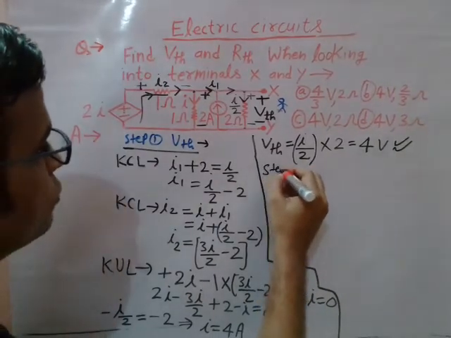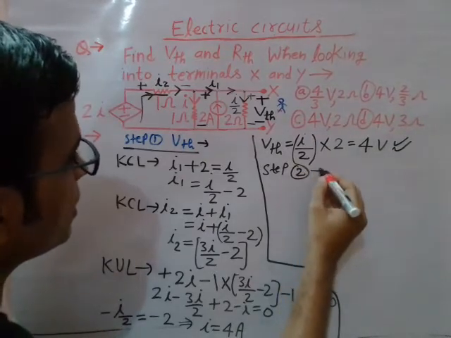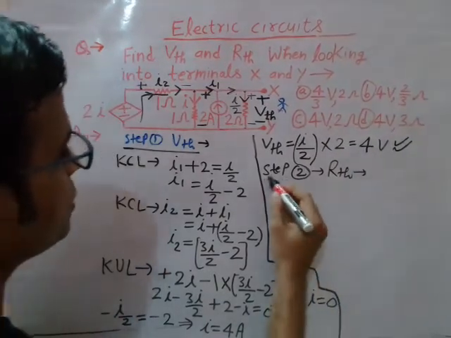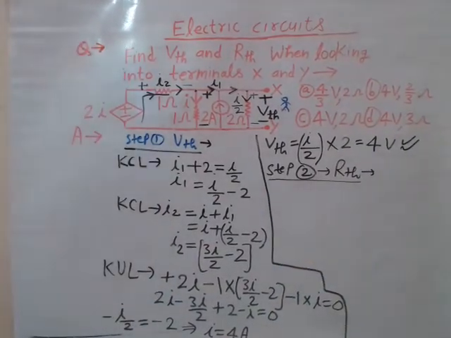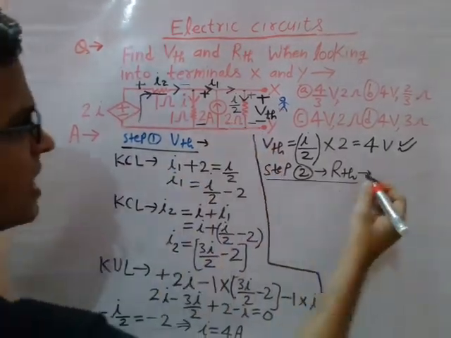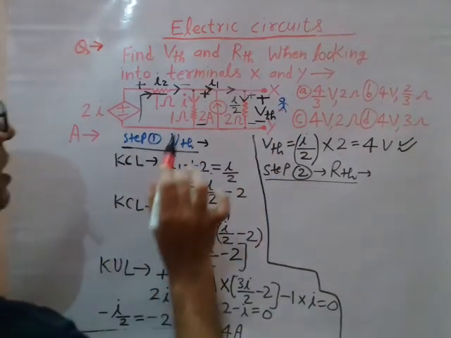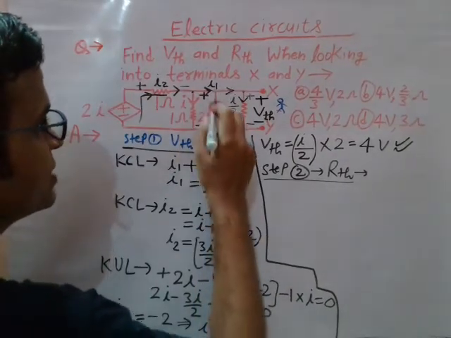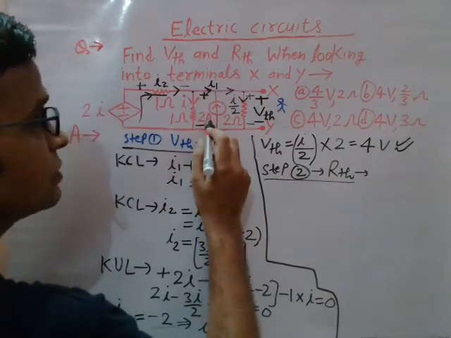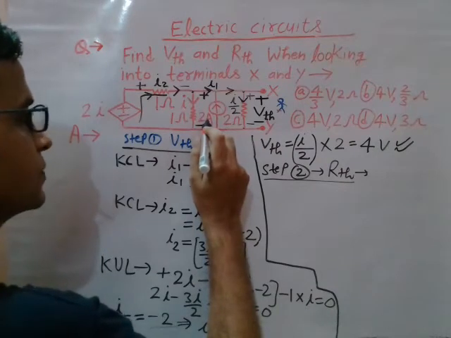Now step number 2, which is most important: calculation of Thevenin's resistance RTH, right? So how to calculate this RTH? It is one of the most important points. See here, for RTH I told you you have to first deactivate all the independent sources, right? Now see here, this current source is an independent current source, right? Definitely this is an independent current source, because its value is fixed, equal to 2 ampere. It is not depending on any other parameter.